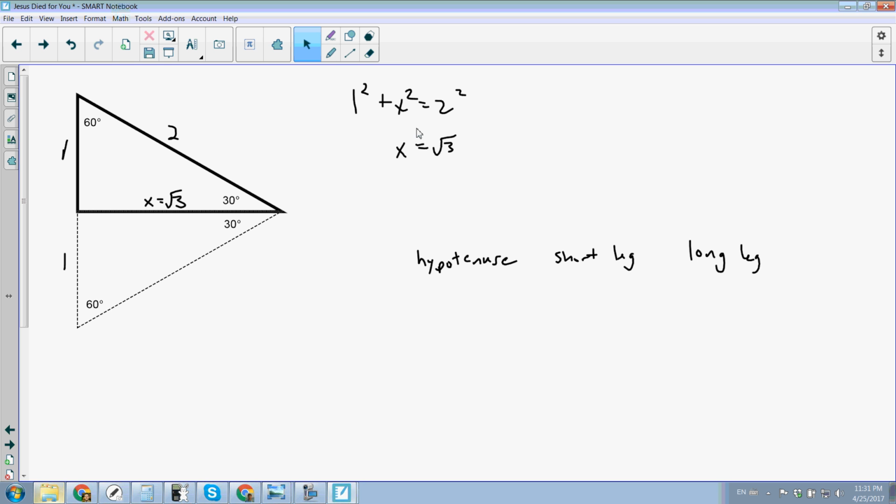So if you know the length of the short leg, then the hypotenuse is always twice as long as the short leg. And the long leg is the square root of 3 times as long as the short leg. 1 times the square root of 3.